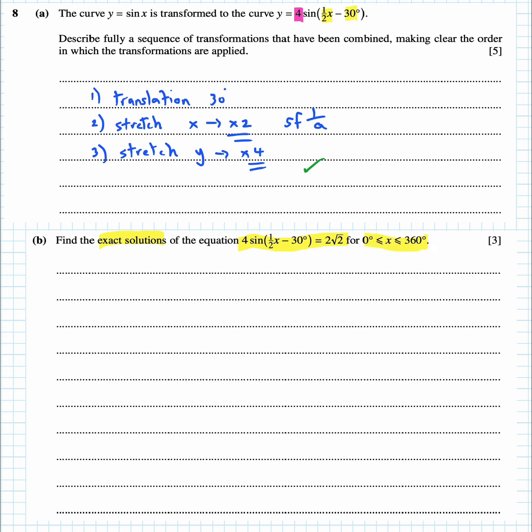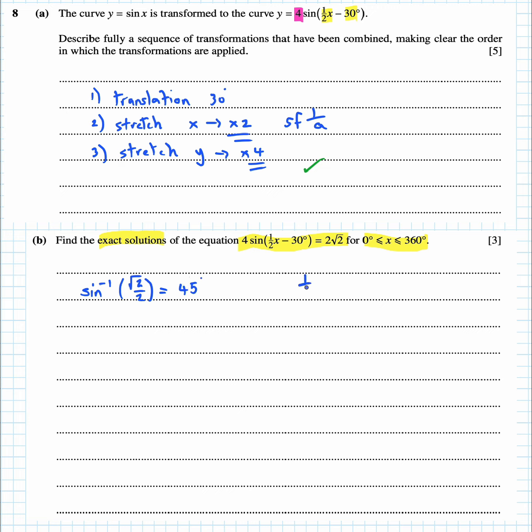So we have a second part where we're given our curve and it's equal to 2 root 2, and we're given a boundary of 0 to 360 degrees. So make sure you change your calculator to degrees, and we're going to find the exact solutions. So if we divide both sides by 4, let's say we get our inverse sine for 1/2 x minus 30 is equal to 45 degrees.